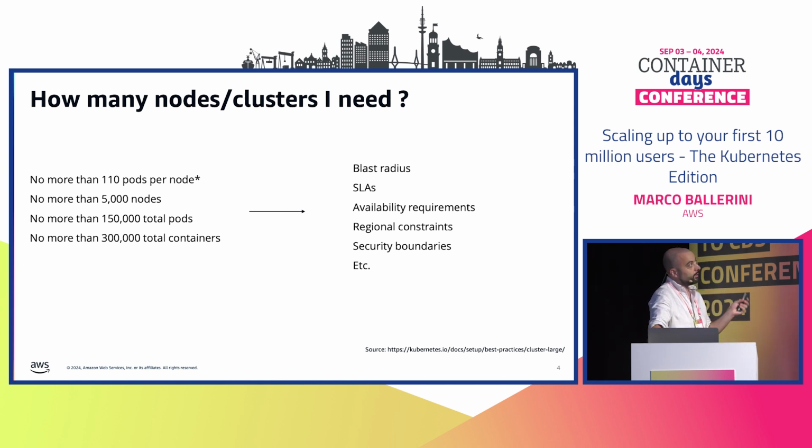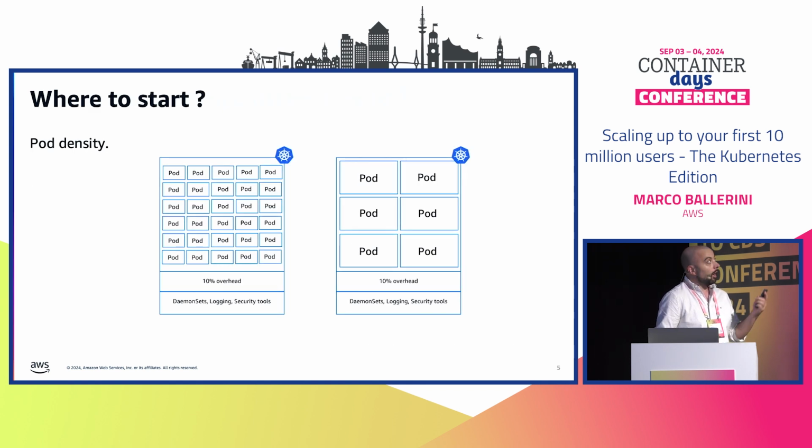I tried to summarize this by categorizing clusters by number of nodes. I know it's not a universal metric you can use, it's one of them, but it gives you a good idea of where you are in the journey. When you start to design your Kubernetes infrastructure, you're probably in one of those two situations. And the question is, where do I start? From experience, talking with customers, a very good start is pod density.